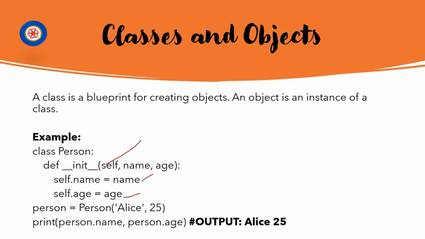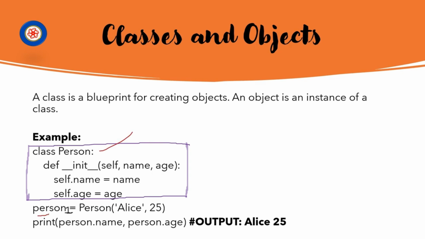Inside the init method, we have the attributes of this class. In this case, these two are the attributes. In this line, we are assigning the value of the name parameter to the instance attribute name. The same goes for age also. This code defines a person class. Person1 is the instance of the class, or object.